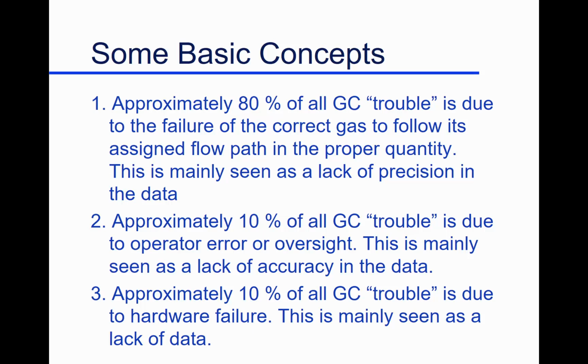Probably approximately 80% of all trouble in a gas chromatograph is gas flow. We've got gas under pressure. It loves to leak out someplace. If it's leaking out someplace, guess what? You don't get good data. So 80% of the time, if you don't get good data, it's because something's wrong in where your gases are flowing. And I'll point to the places a little bit later.